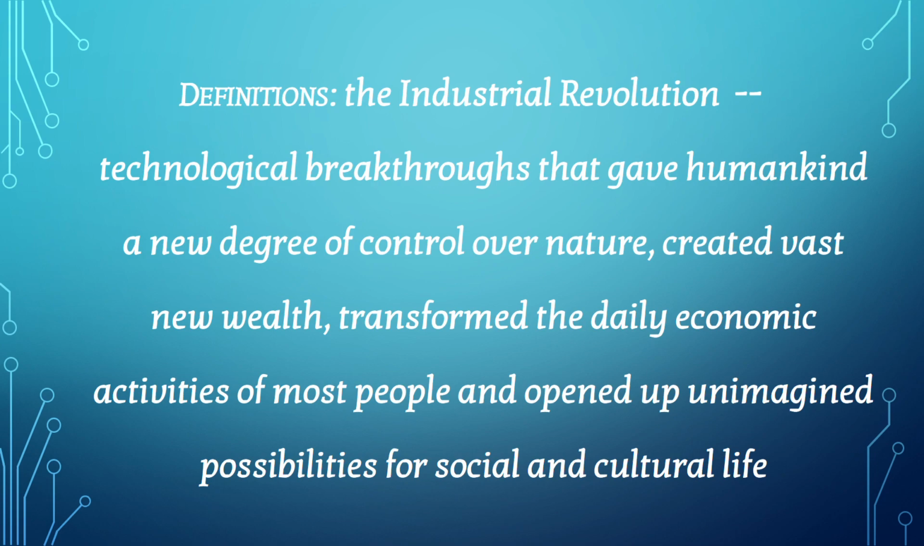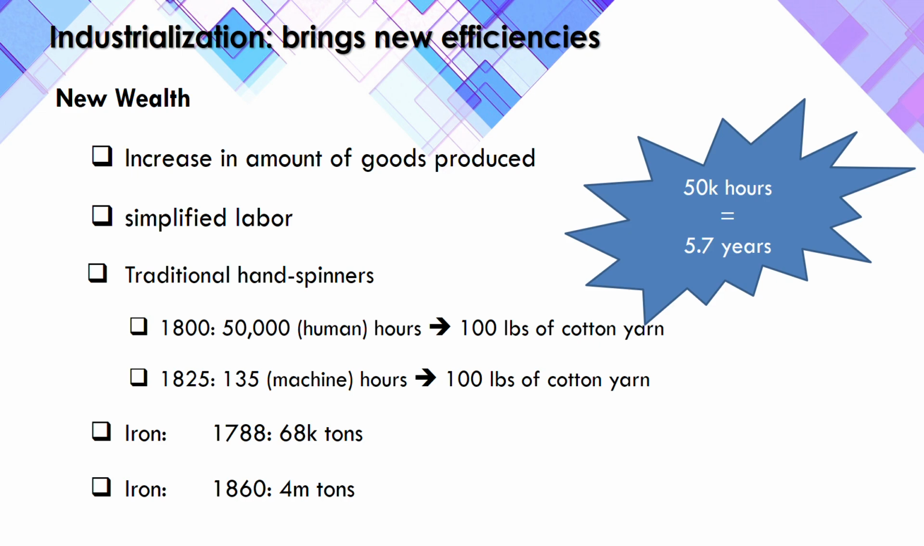So until maybe the Industrial Revolution, most people didn't have control over nature. We can't necessarily say that even now people have control over nature, if you've seen tornadoes and hurricanes and those kinds of things. So industrialization was about efficiencies, new efficiency, but also new wealth.